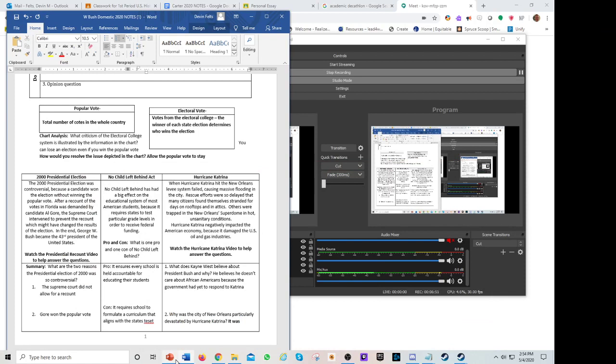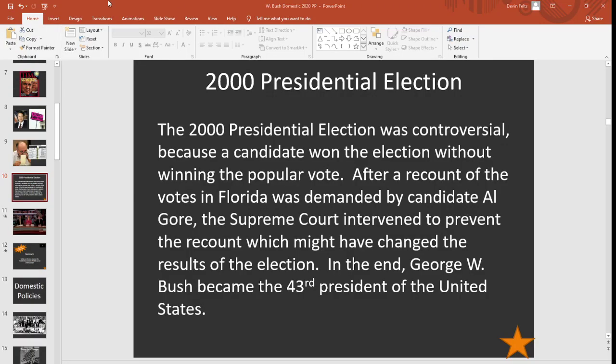So what I want you to do is please watch the presidential recount video in Google Classroom. I think that's going to be under, let me see which video that is. It's going to be the U.S. presidential election of 2000 recount. Make sure you watch that video. And then the questions underneath: what are the two reasons the presidential election of 2000 was so controversial? If you read the passage up above, you'll be able to find that answer.